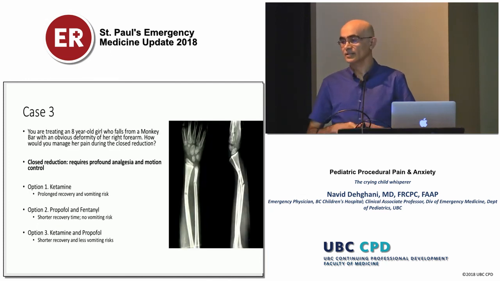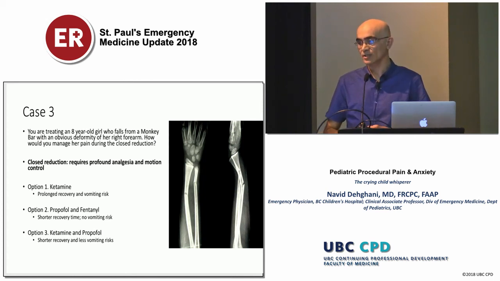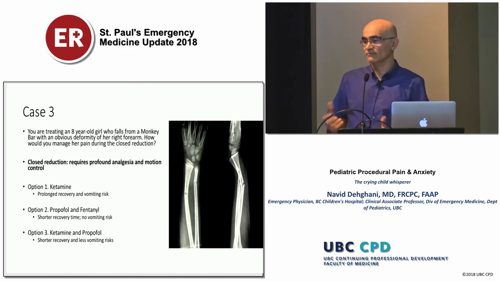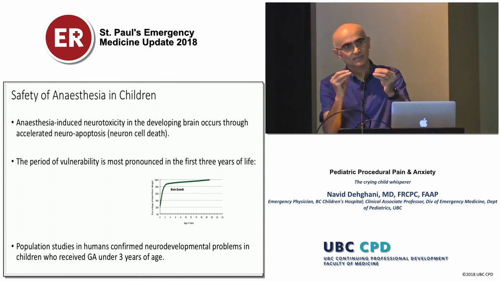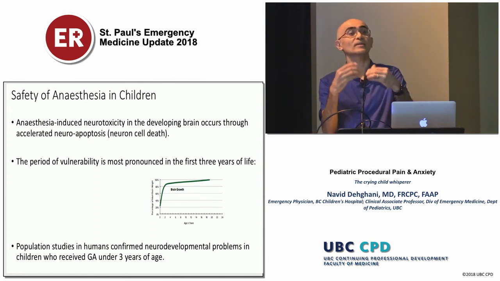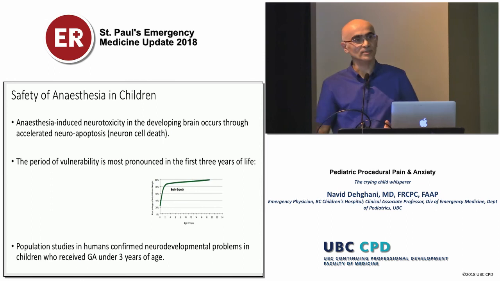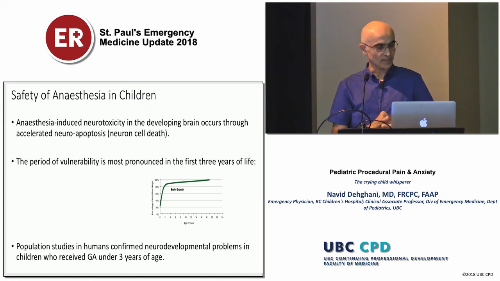And in the case of an 8-year-old with a fracture that requires reduction in the emergency room, you'd require profound analgesia and motion control. In this case, you might consider using IV ketamine or a combination of propofol and fentanyl, or ketamine and propofol. Lastly, as you see, I deliberately spent very little time on the medication to make a point that we should really explore all non-medication options first. Of course, there would be a place for medication, like the cases that we discussed.